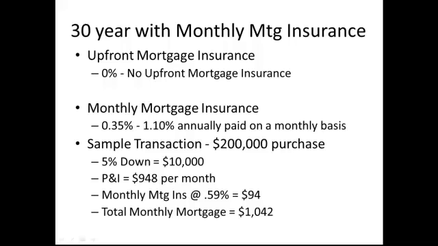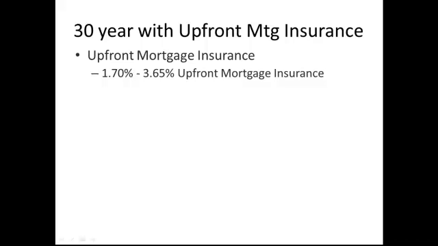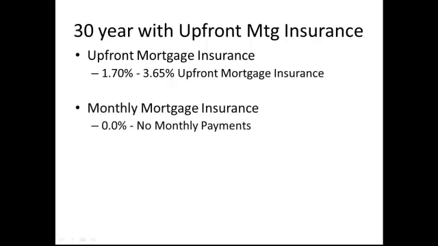Let's look at an option with upfront mortgage insurance. So our upfront mortgage insurance is going to vary, again, depending on those same scenarios. Down payment amount, credit score, etc. So it's going to range anywhere from 1.7 to 3.65%. Monthly mortgage insurance in this scenario is zero. You're basically trading in. You're not paying it on a monthly basis. You're paying it upfront one time.